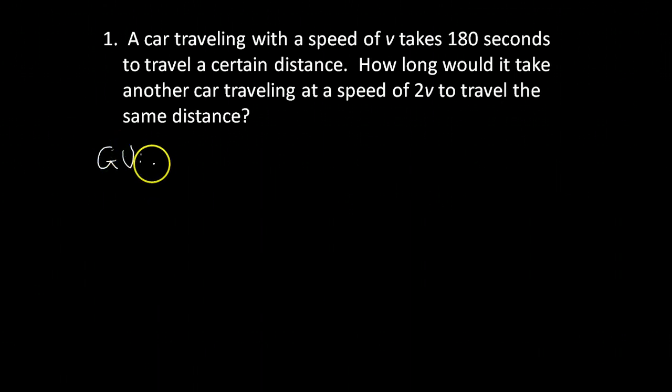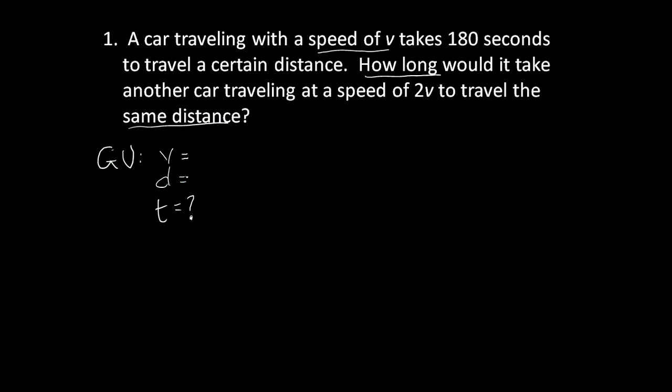It's actually easiest to find our unknown first, because here in the problem it says, how long would it take another car traveling at a speed of 2v to travel the same distance? So how long would be time? And we don't know time. Now, what are the other variables in this problem that are given to us? Well, it says that a car traveling with a speed of v, so we've got a speed here, takes 180 seconds to travel a certain distance. How long would it take another car traveling at the same speed to travel the same distance? So we've got distance here, same distance.